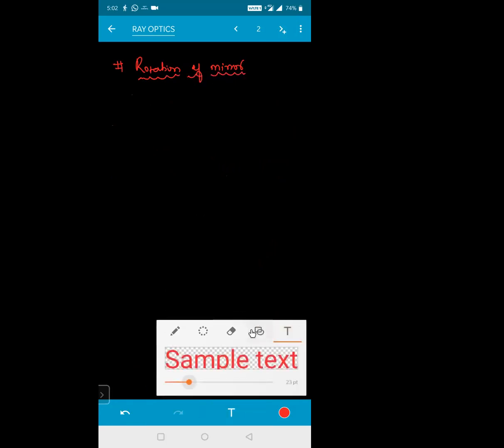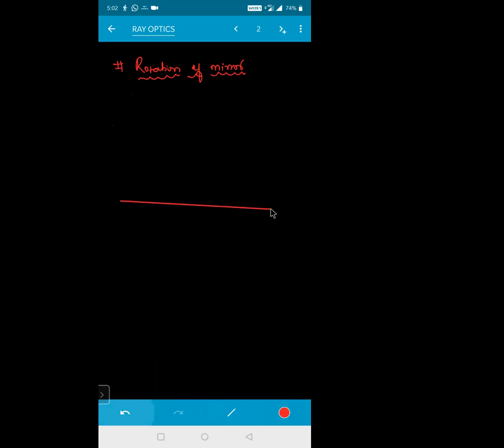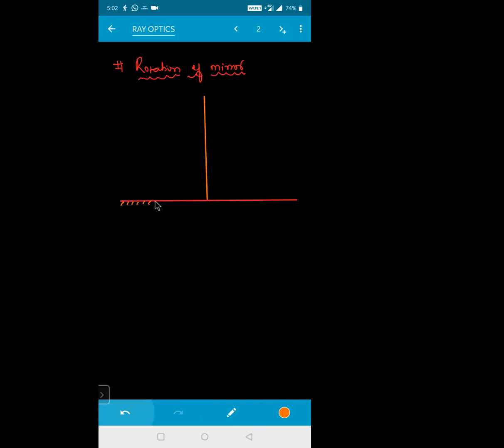Next one, rotation of mirror. Rotation of your mirror. Okay, see here. This one is, say for example, the mirror. The diagram will be a little bit confusing, so please try to understand it in the first case itself. And this will be the normal. Initially, this is your mirror. And I told you that the normal is always perpendicular to the surface, forming 90 degrees always. Perpendicular to the surface. This will be the normal, right?